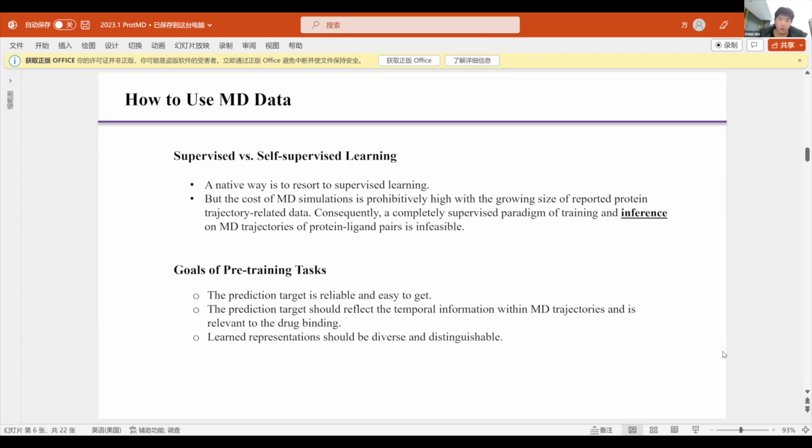And how to decide these pretraining tasks? We have three standard goals. First, the prediction task is reliable and easy to get. That is intuitive. And the second is that the prediction target should reflect the temporal information within MD trajectories and is relevant to drug binding. And last, the representations learned through these pretraining tasks should be diverse and distinguishable.